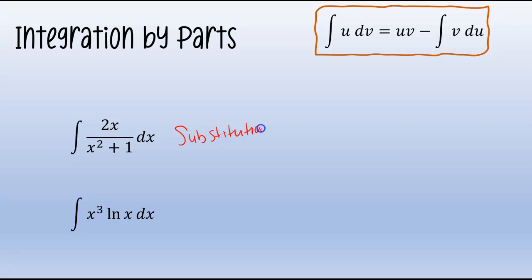So we already have covered that one. But let's look at the second option and see why it's not good for substitution. We have x cubed and natural log of x. The derivative of x cubed is not natural log or anything close to it, nor is the derivative of natural log x cubed or something of the like. This is where we're going to need to use integration by parts, and we'll refer to this formula all the way along.